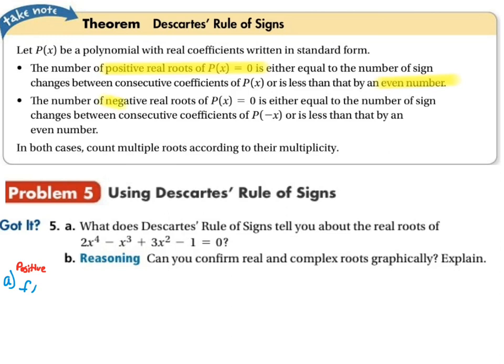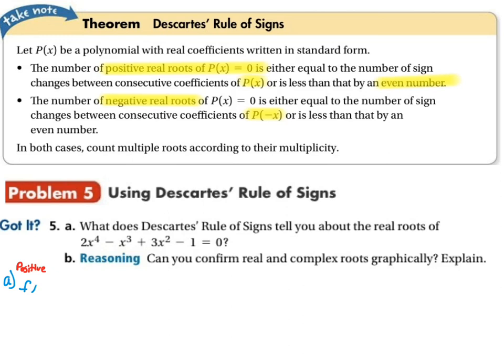And then the number of negative roots is equal to the number of sign changes of P of negative x. So there's sort of the two differences, or by a decrease of 2. And it says in both cases, count multiplicity, count multiple roots according to their multiplicity. So that multiplicity can be like positive, positive, positive.